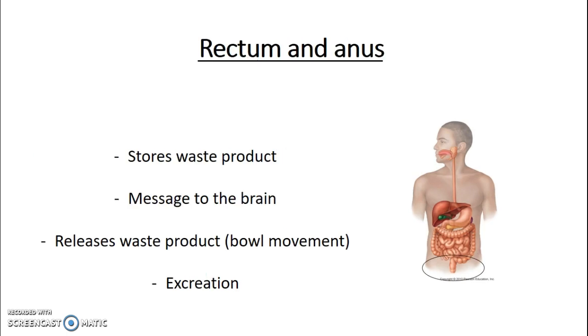The final part of the process happens at the rectum and anus. The large intestine passes on the waste products into the rectum. This is where it is stored until released. It then sends a message up to the brain saying it's ready to be released, and then your brain will relay the message back down to your anus to release the waste product. This is what's known as a bowel movement. So these parts, both the rectum and anus, are very well known for their ability of excretion, and that's their main role.